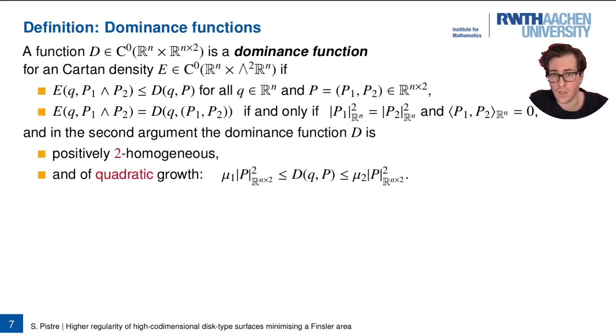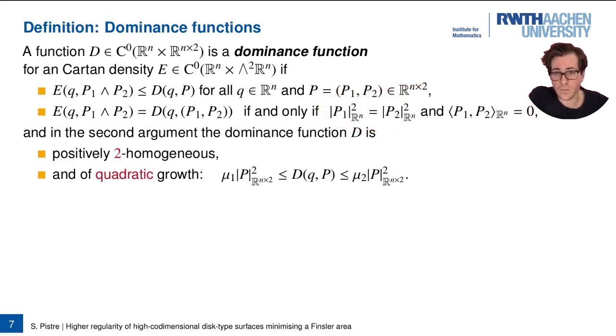So here we go. A function, an integrand, is a dominance function if it takes a point in space and an n by 2 matrix. So this will be u and the differential of u, du. And it will be a dominance function of a Cartan density if it dominates the Cartan functional. So you take a matrix with two columns, put it into P into D, and then you take the wedge product of these two columns and you plug it into E, right? So it should dominate the Cartan density, and also it should be equal on the set which corresponds to conformally parametrized surfaces. So this is a conformality condition.